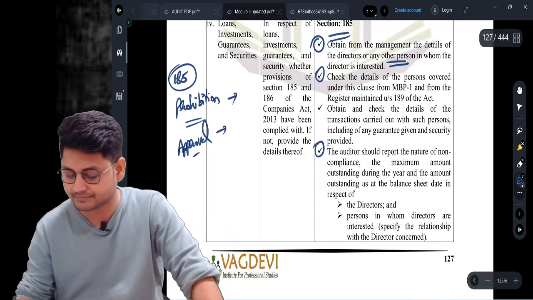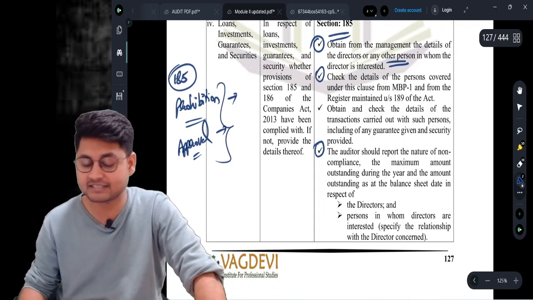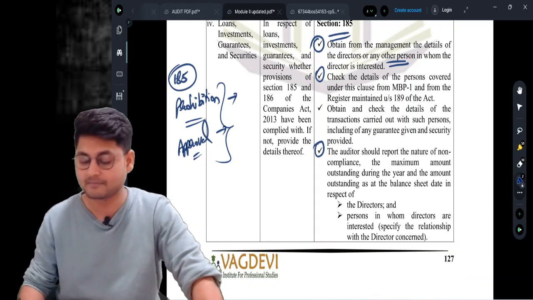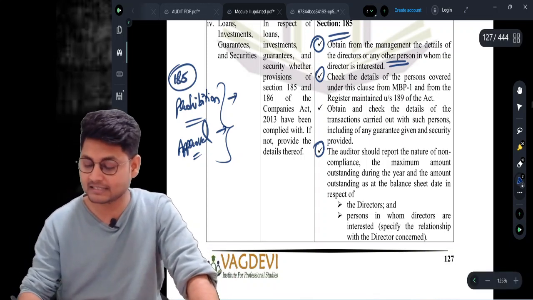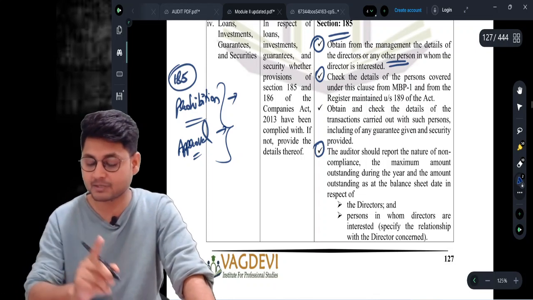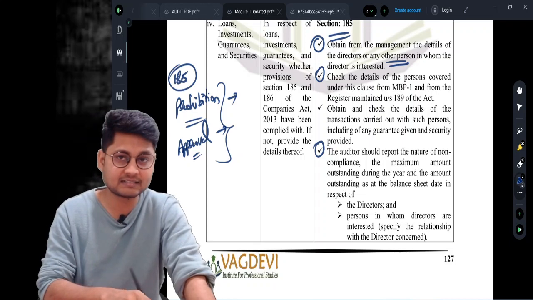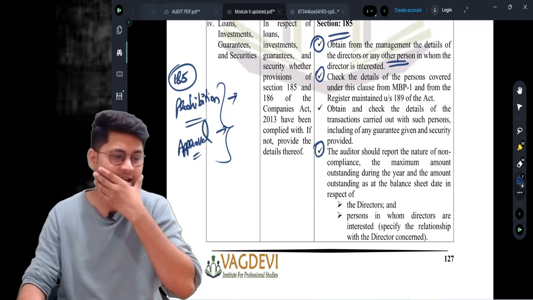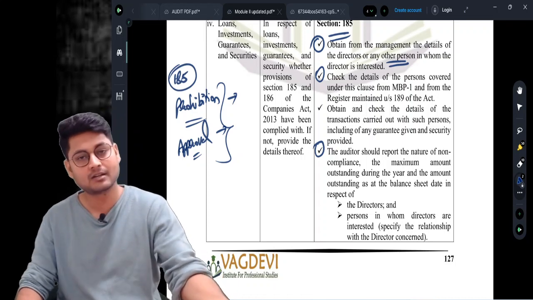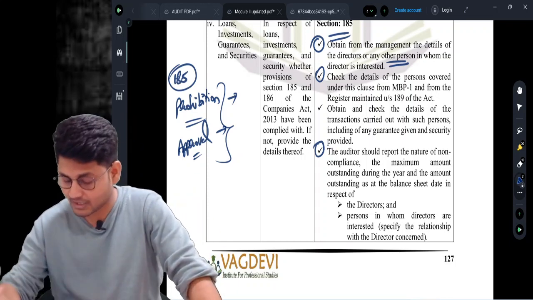So prohibition and approvals are discussed in section number 185. Regarding those approvals we are talking about now. For that purpose, first of all, obtain the list of the directors, and along with that, obtain the list of the persons in whom the directors are interested. Either it can be any company or any partnership firm where the directors are interested. Obtain that list.